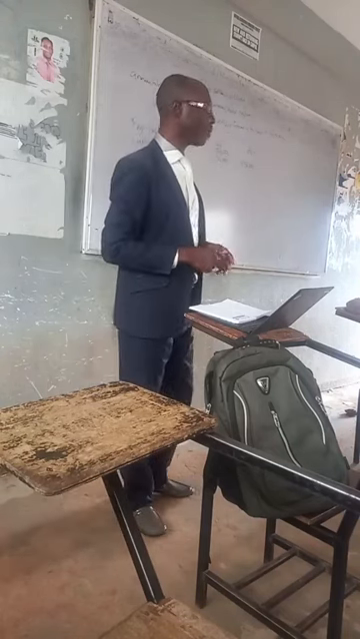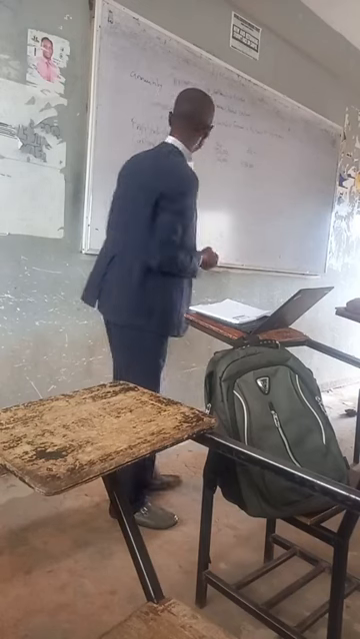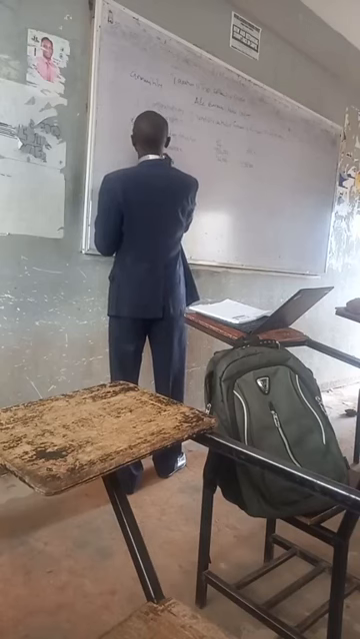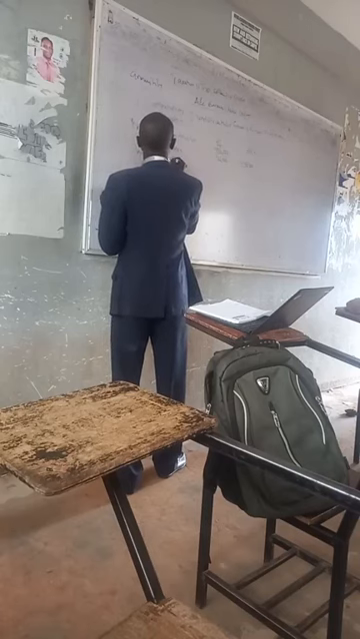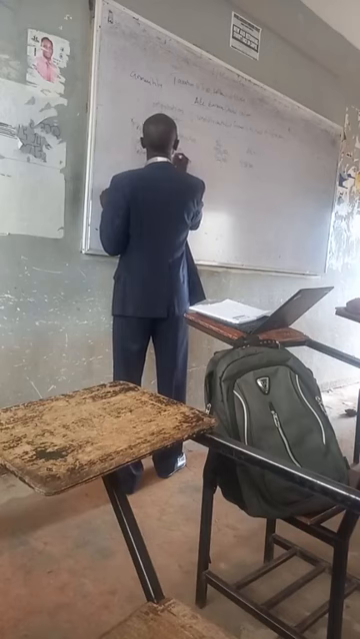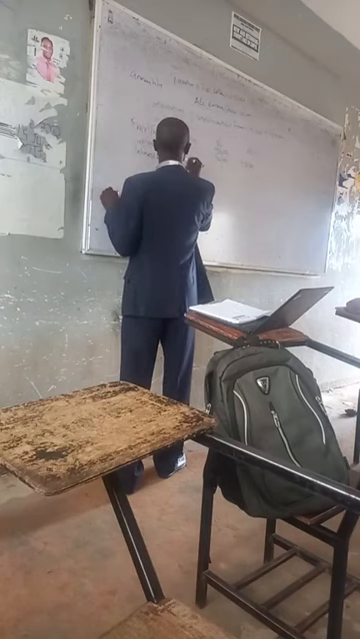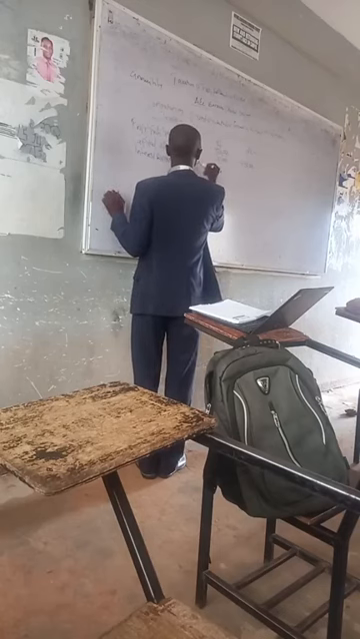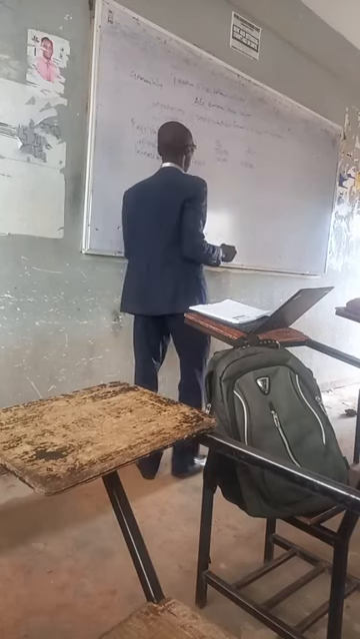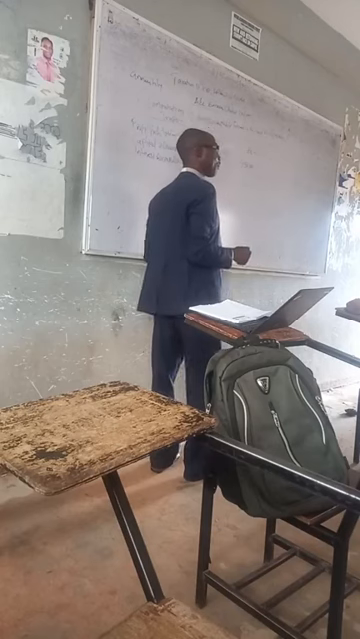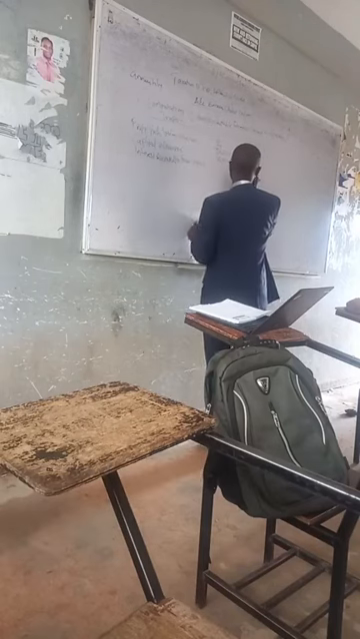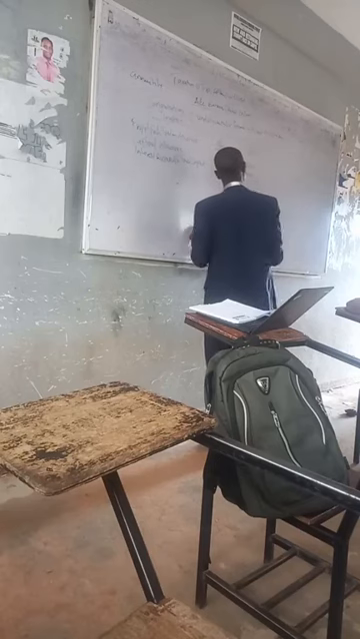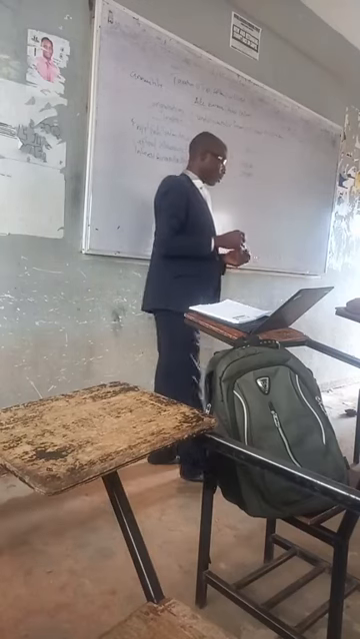Is there any other income? Yes, interest received from fixed deposits. Then you add it. Interest received from fixed deposits. Right? How much is the income received from fixed deposits? 270,000. You write it. 270,000. Right? What do we have?